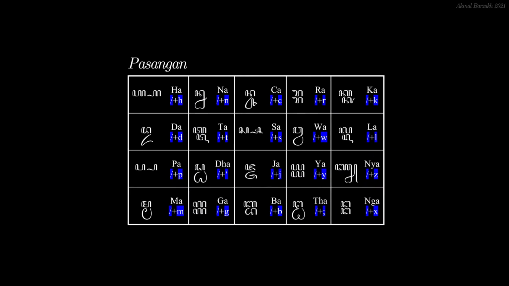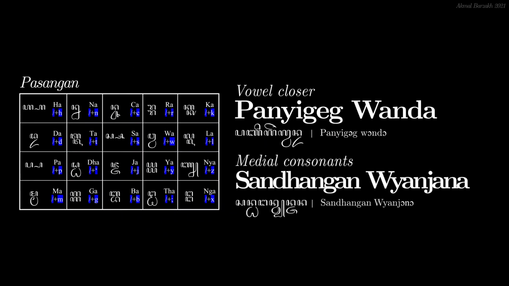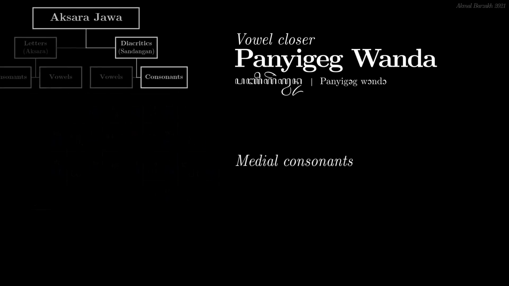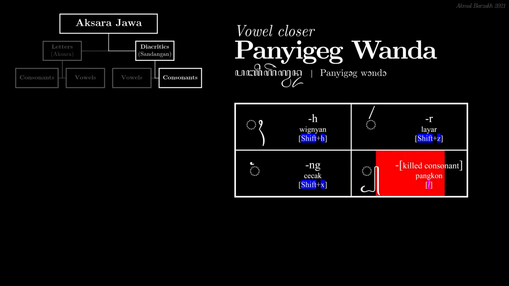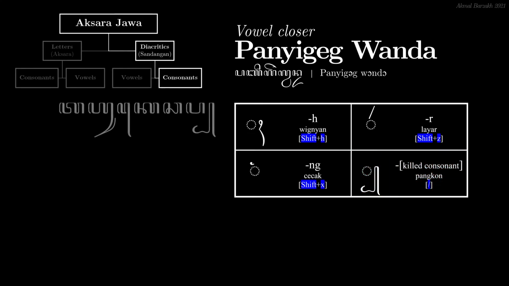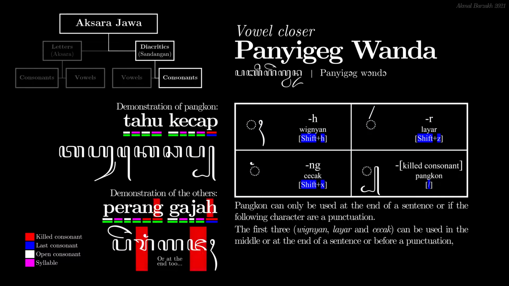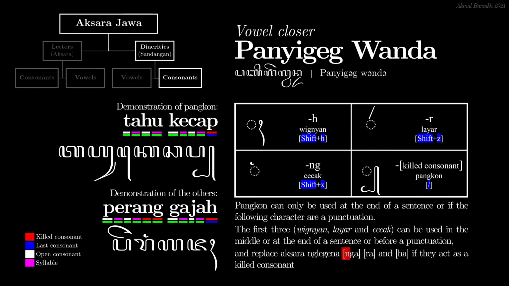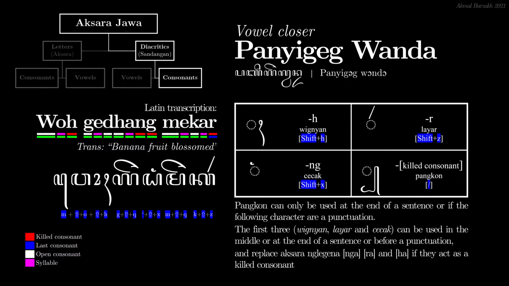But here's the thing, some pasangan are useless because some of them are replaced with Sandhangan Panyigeg Wanda, or literally vowel closer, and Sandhangan Wyanjana, or medial consonant. Panyigeg Wanda are just guild consonants. They include pangkon. Like I said before, pangkon are only used at the end of sentences, but the first three can be used too in the middle of a sentence and replace guild consonants. To type those three, here are the keys. For example, woh gedang mekar, which means banana fruit blossom.